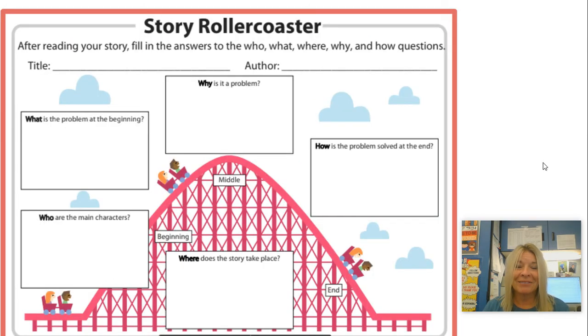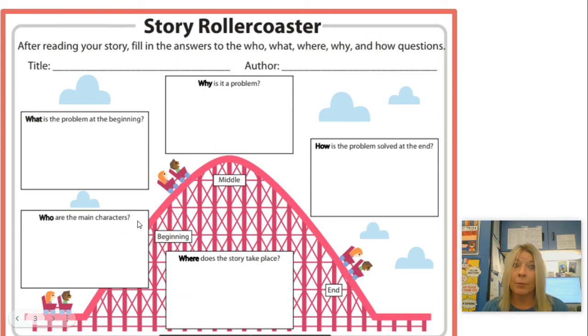Well, here it is. When you are reading a story, you need to think about that story like a roller coaster. Way at the beginning, at the very bottom of that roller coaster, are those story elements of main characters and the where and when, the setting that gets our brain thinking about the story.